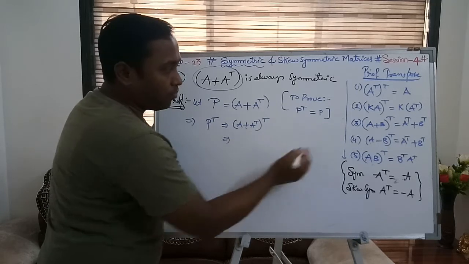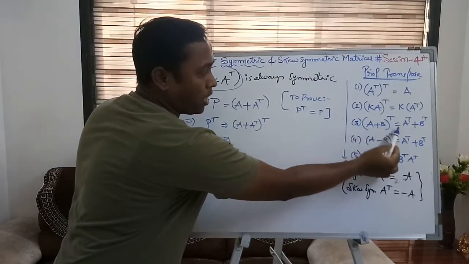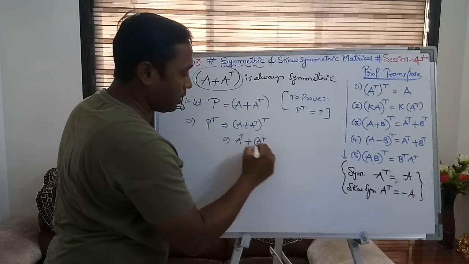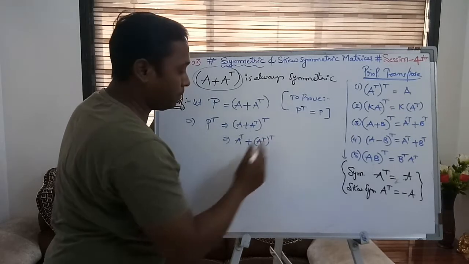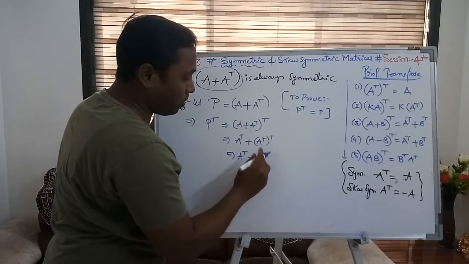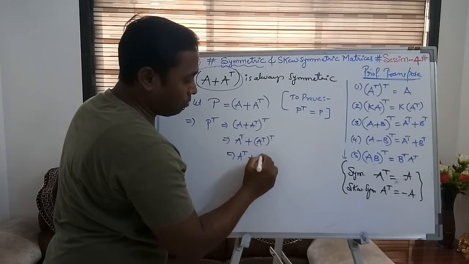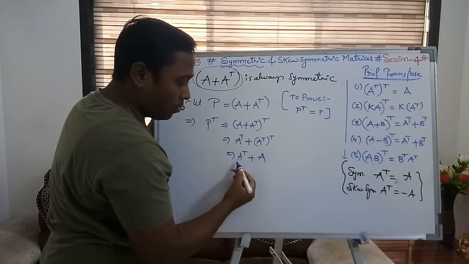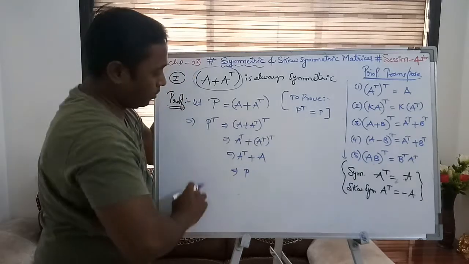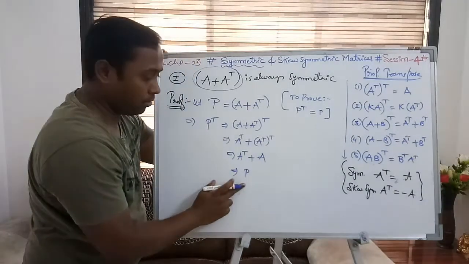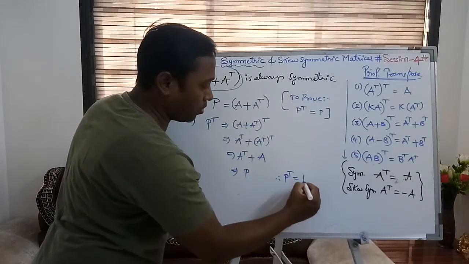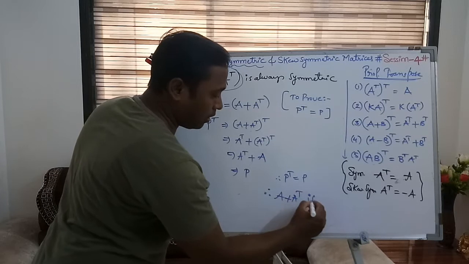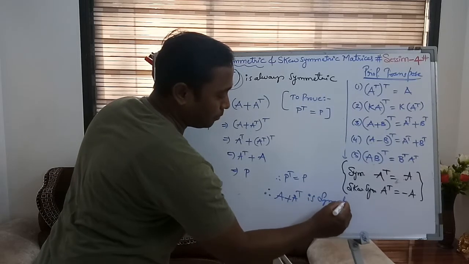But in addition, like the third point here, you can see A plus B whole transpose equals A transpose plus B transpose. I can write this as A transpose plus A transpose the whole transpose as property number 3. But A transpose the whole transpose is the matrix itself, A dash whole dash is equal to A. Hence this becomes P. So you can say P transpose is equal to P. Therefore, P transpose is equal to P. It implies that A plus A transpose is always symmetric.